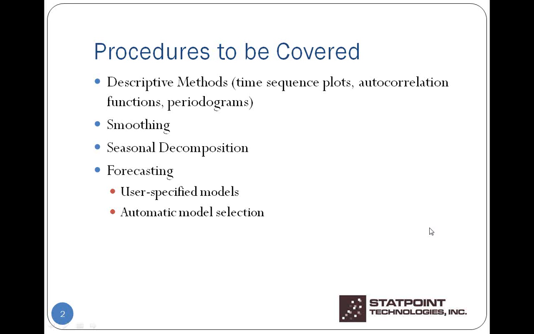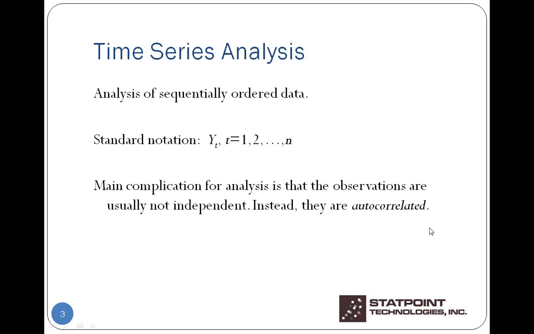Now, we should probably start by talking about what we mean by a time series. Basically, a time series is a set of sequentially ordered observations, data recorded, for example, once a day, once a month, every 10 seconds. The important feature of that, though, is the fact that it has a specific order.